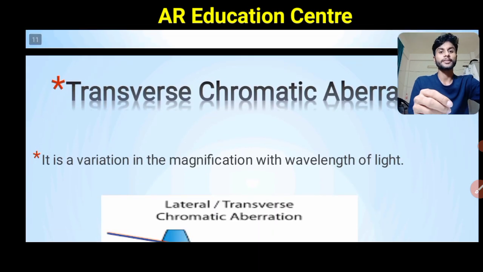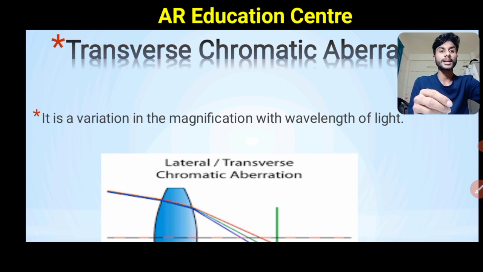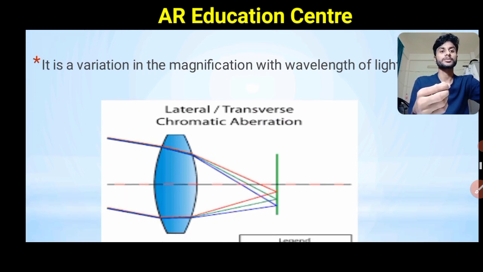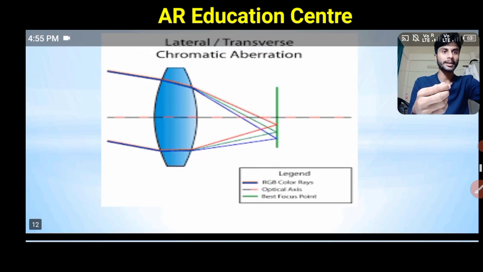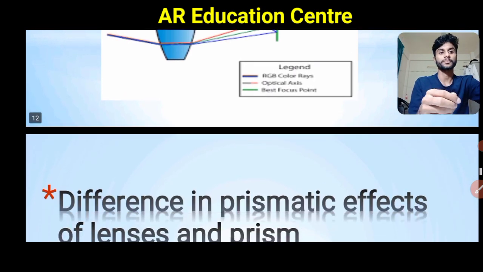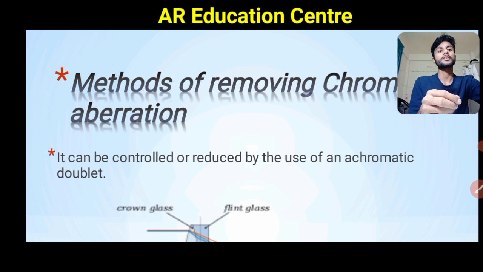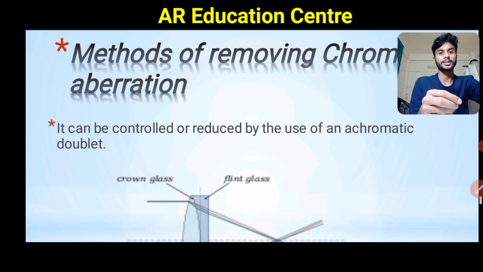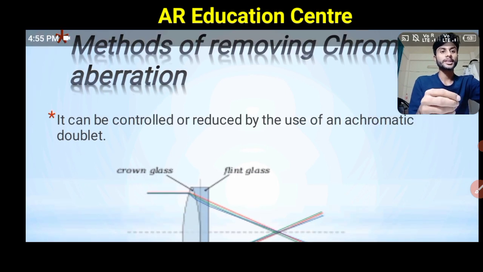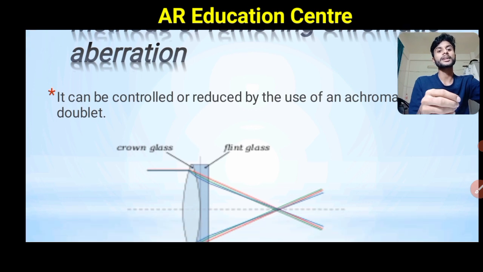Transverse chromatic aberration is a variation in the magnification with wavelength of light. This figure explains the lateral or transverse chromatic aberration. Methods of removing chromatic aberration. It can be controlled or reduced by the use of an achromatic doublet.